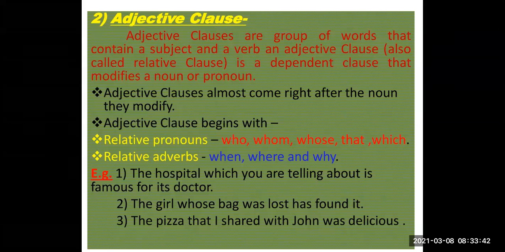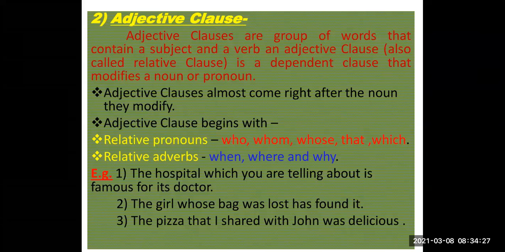Again, I'm repeating: My sister who lives in Mexico is a nurse. Who lives in Mexico modifies the noun sister, lives is a verb, and Mexico is a subject. So who lives in Mexico is our adjective clause. Then: The umbrella which has a broken handle is mine. Here umbrella is a noun, has is the verb, and handle is the subject. So which has a broken handle is our adjective clause, which modifies the noun umbrella.